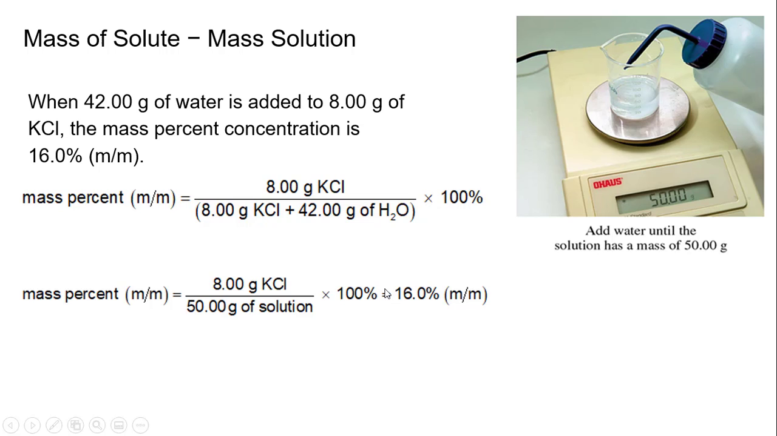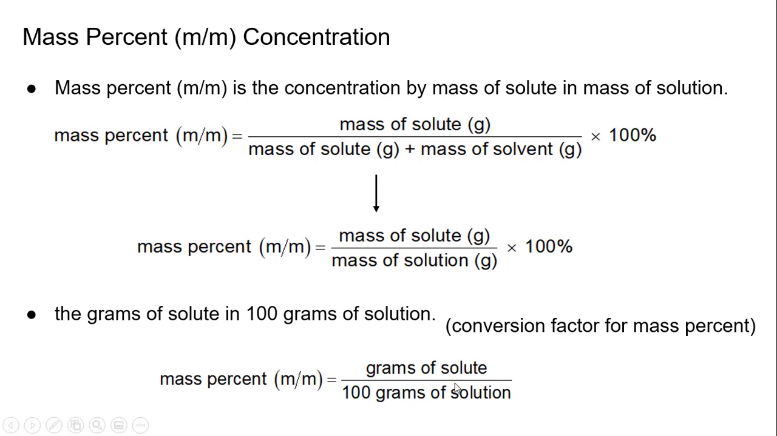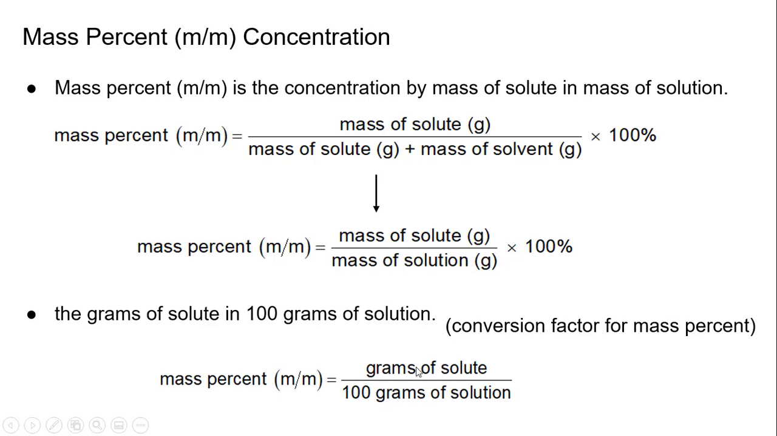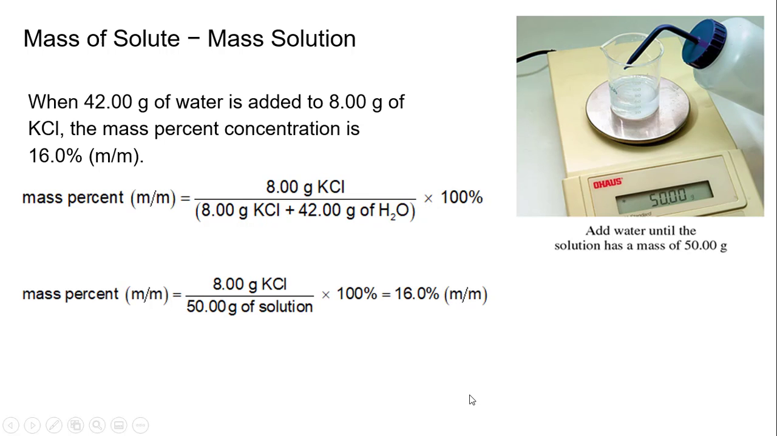So if we were given a problem with 16%, the first step you need to do is take it out of percentage. You do that by using this formula here. The 16% is now 16 grams of solute per 100 grams of solution. And I'll show you more examples of that.